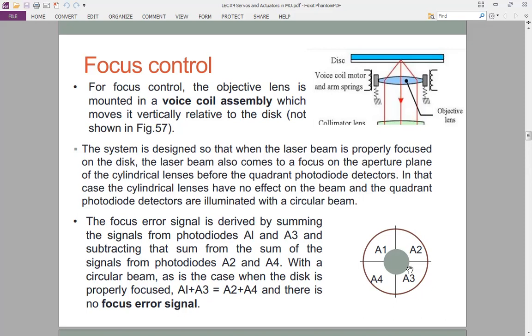I believe that is clear. If the disk moves a bit closer, then again the beam will be an ellipse, and that ellipse can be along A1, A3 or A2, A4, depending on whether the disk has moved closer or a bit far, right? So that is the main function of the photodiodes, to detect the position of the disk in terms of outwards or inward movement.